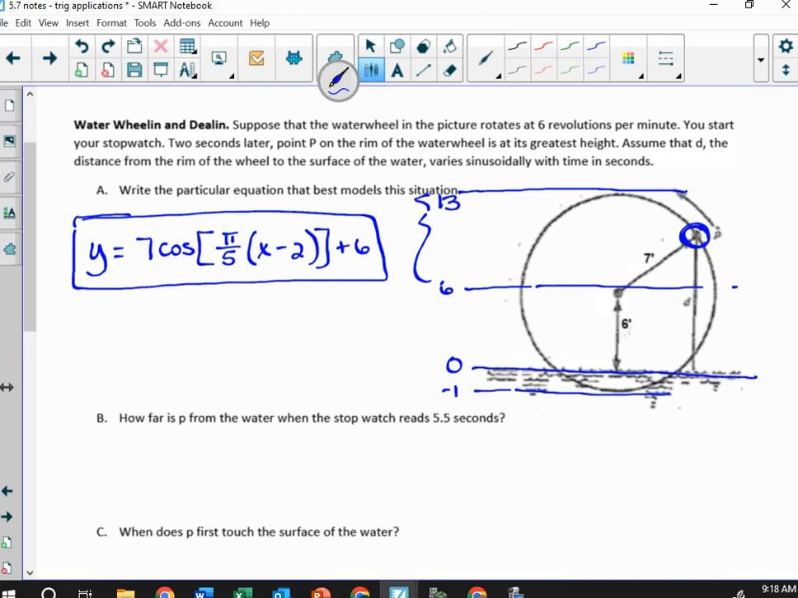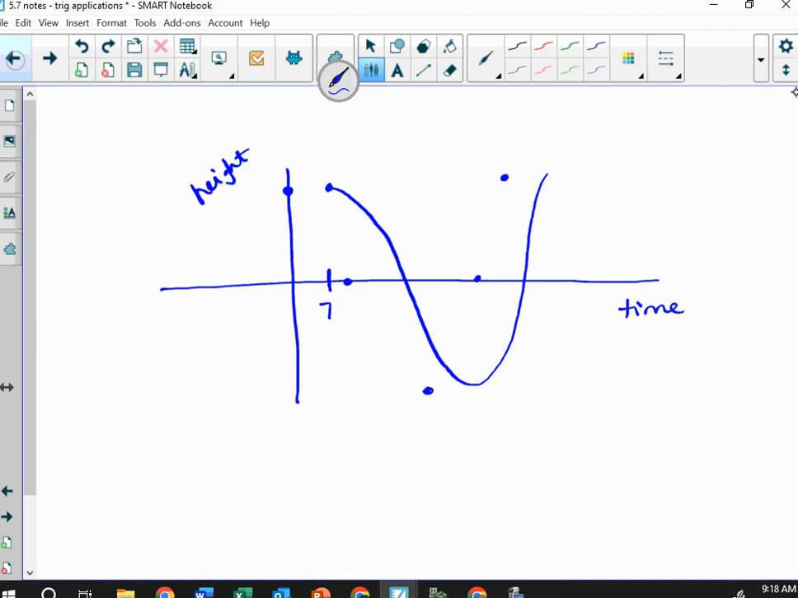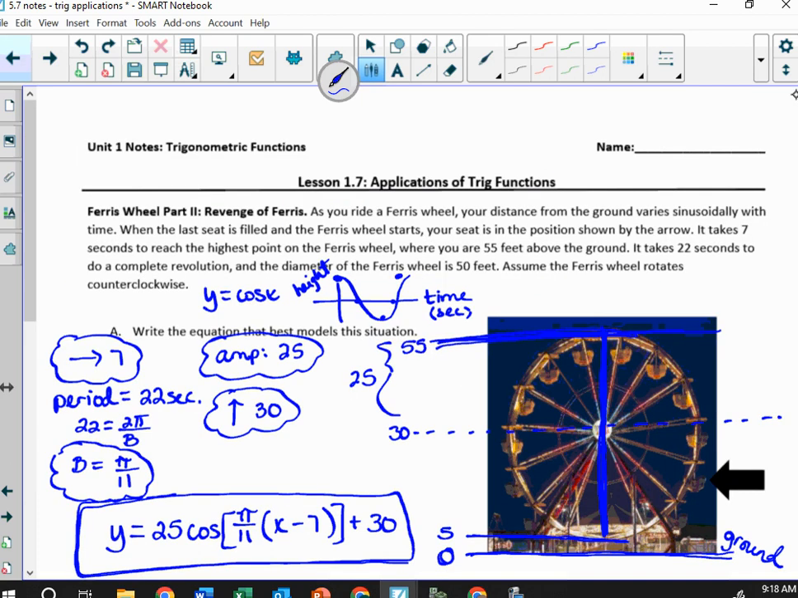It takes 7 seconds to reach the high speed, but it doesn't tell you where to start. Does where to start matter? So they told you to start over here. Doesn't really matter.